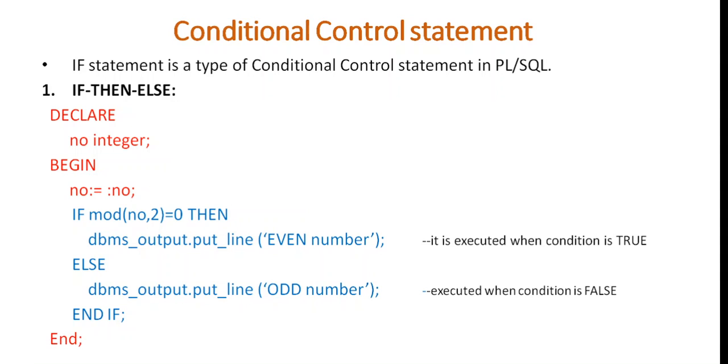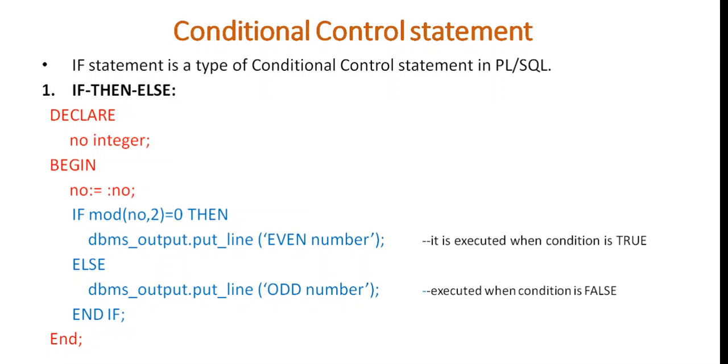Here we have one declare section in which a number variable is declared, which is of integer type. Then we have the begin section. This code is written to check whether the entered number is even or odd. In the begin section we are reading the value of number from the user by using the colon operator. Then by using the if else statement we are checking the condition. My statement is: if mod(number, 2) is equal to 0, then the number is even.